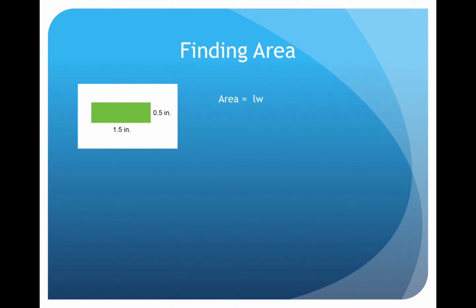Moving on to area, we use our formula length times width. The length in this case is 1.5 inches, the width being 0.5 inches. Plug that into our formula. Length times width equals 1.5 times 0.5, and we get a grand total of 0.75 inches squared.